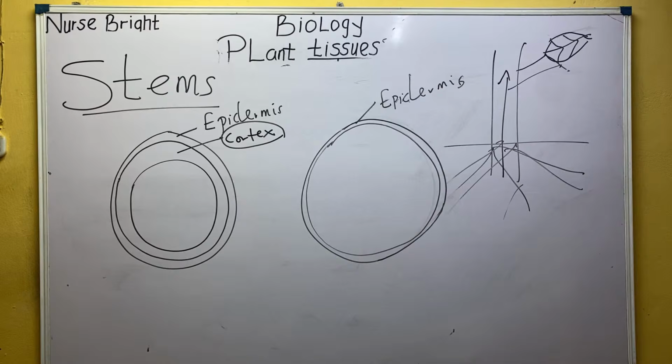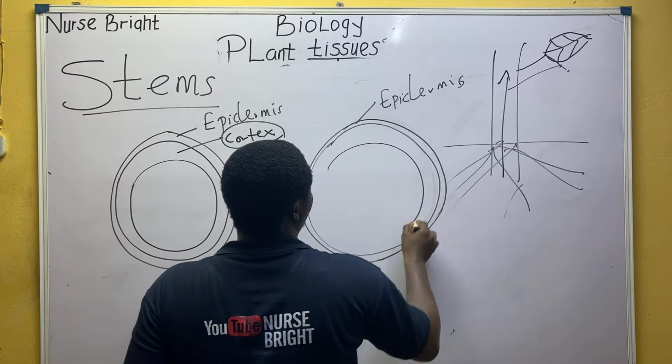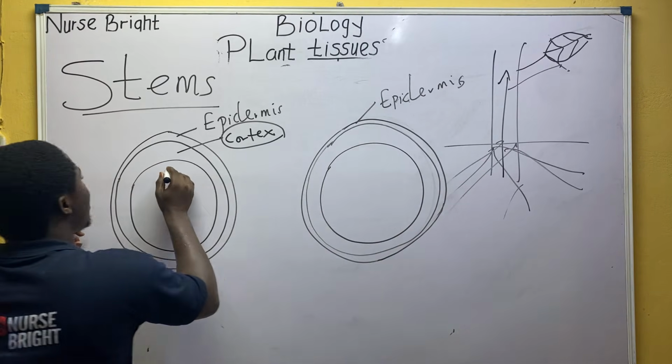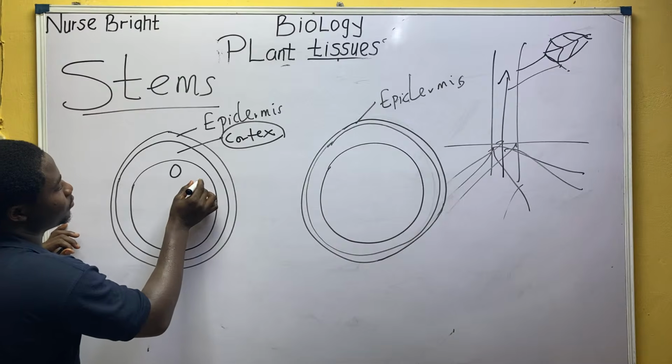After that, we have the vascular bundles, which are the xylem and the phloem tissues. But let me tell you something about these vascular bundles that is very essential in this stem. So now they have vascular bundles. These are the vascular bundles.